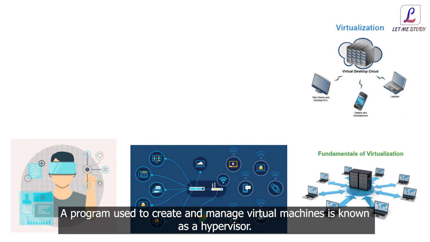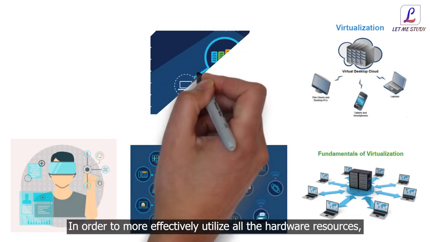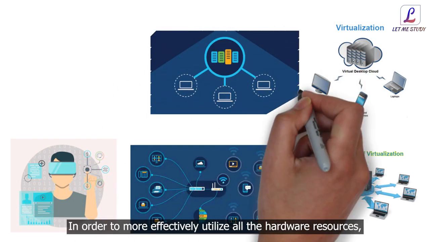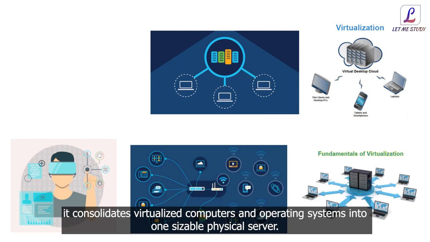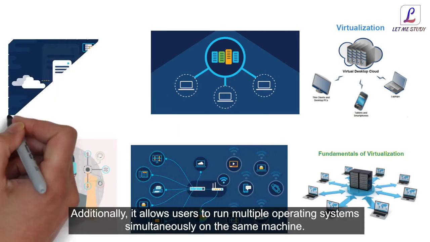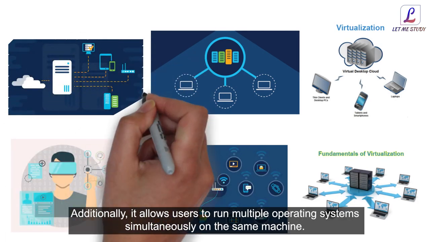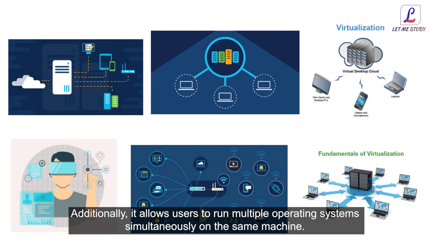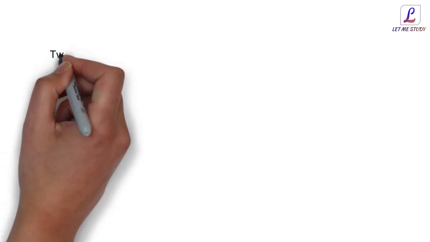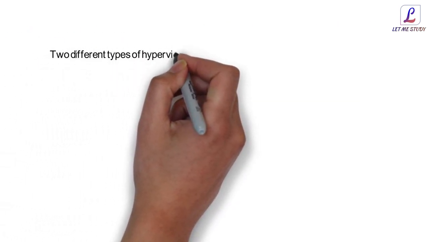A program used to create and manage virtual machines is known as a hypervisor. In order to more effectively utilize all hardware resources, it consolidates virtualized computers and operating systems into one sizable physical server. Additionally, it allows users to run multiple operating systems simultaneously on the same machine. Two different types of hypervisors exist.